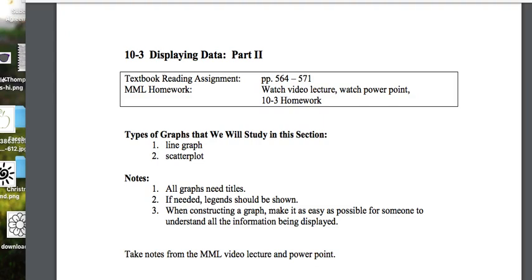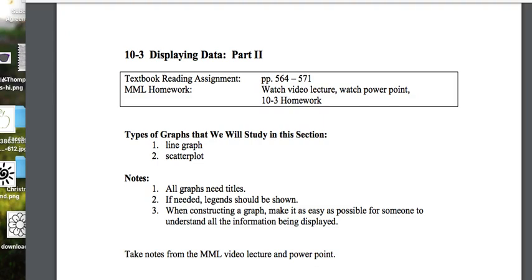In section 10.3, we continue to look at displaying data with different kinds of graphs. Basically, in this section, we focus on line graphs and scatter plots, and then continue to look at all the graphs that we did in the last lesson. Please refer to page 564 through 571.